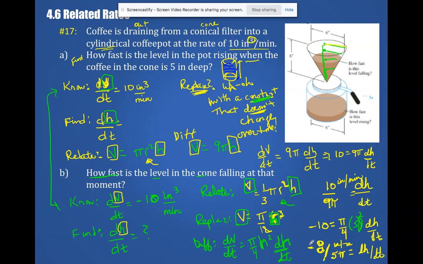Does it make sense that the rate of change of the height is negative here, but is positive here? Does that make sense? Right? As the height is going down in the cone, the height is going up in the cylinder, and they are related. So the height of the cone and the cylinder and the rate of change of volume are all related with this problem. That's why AP likes this one. There are those assumptions that you do have to make.